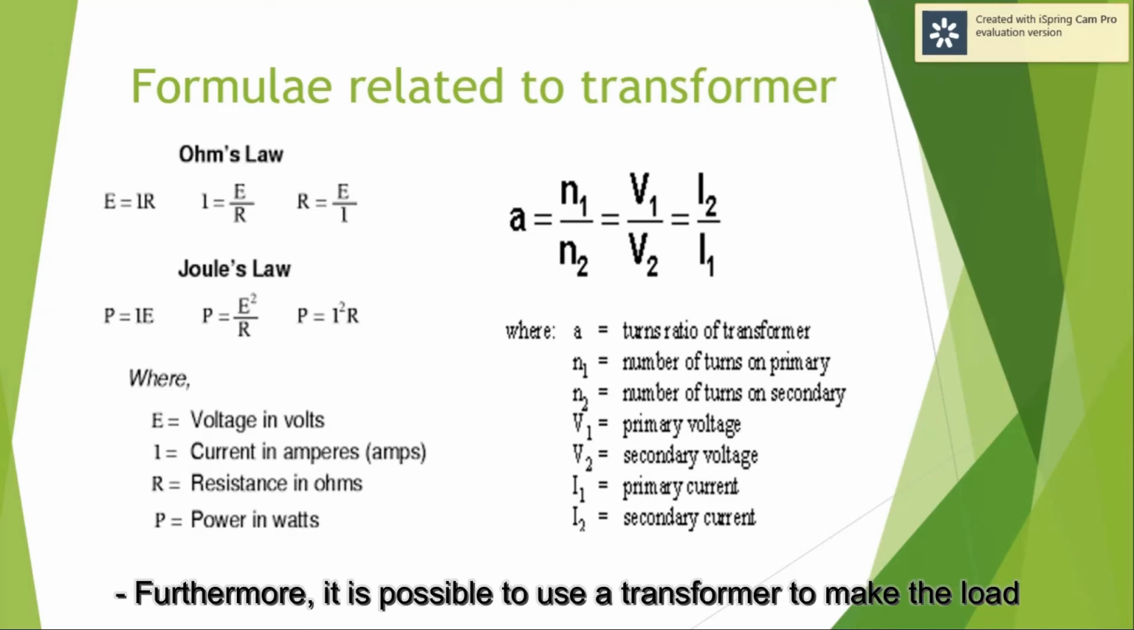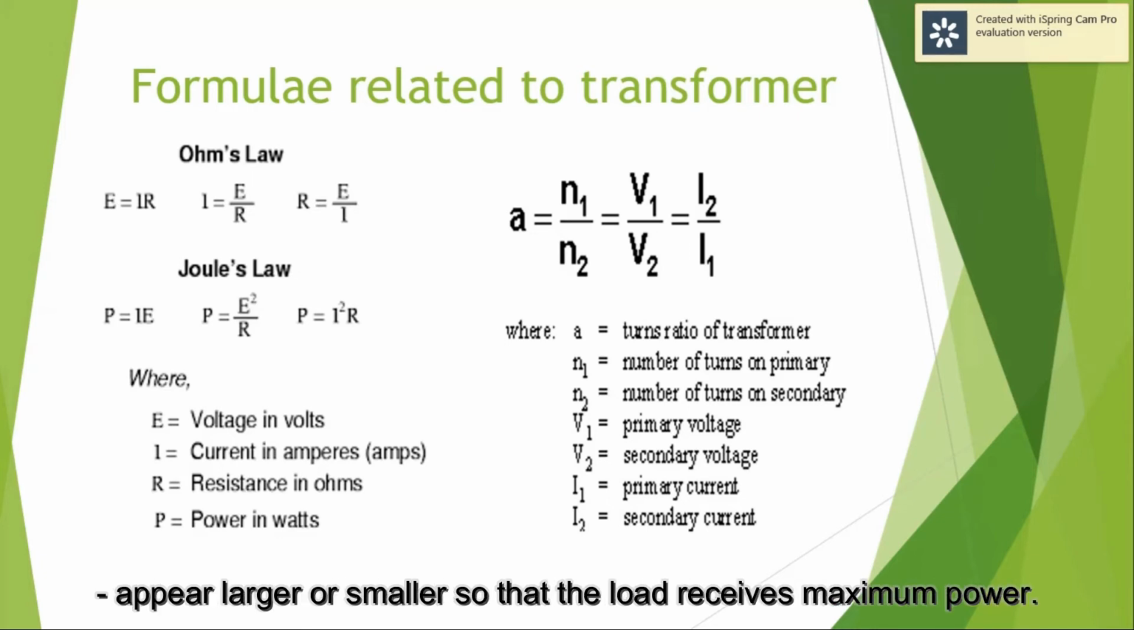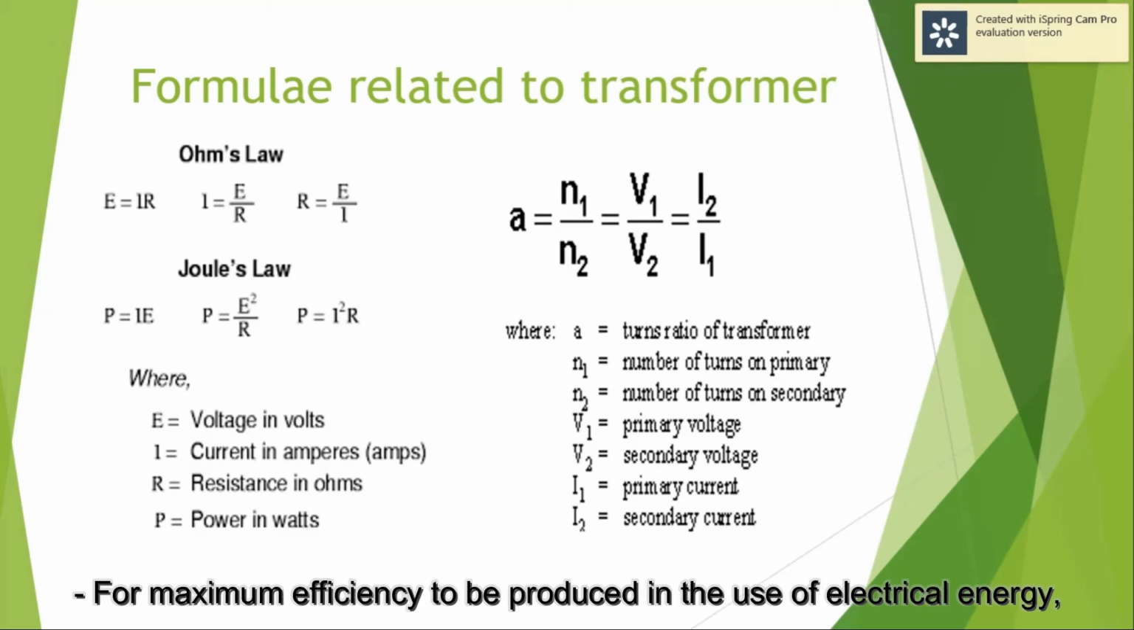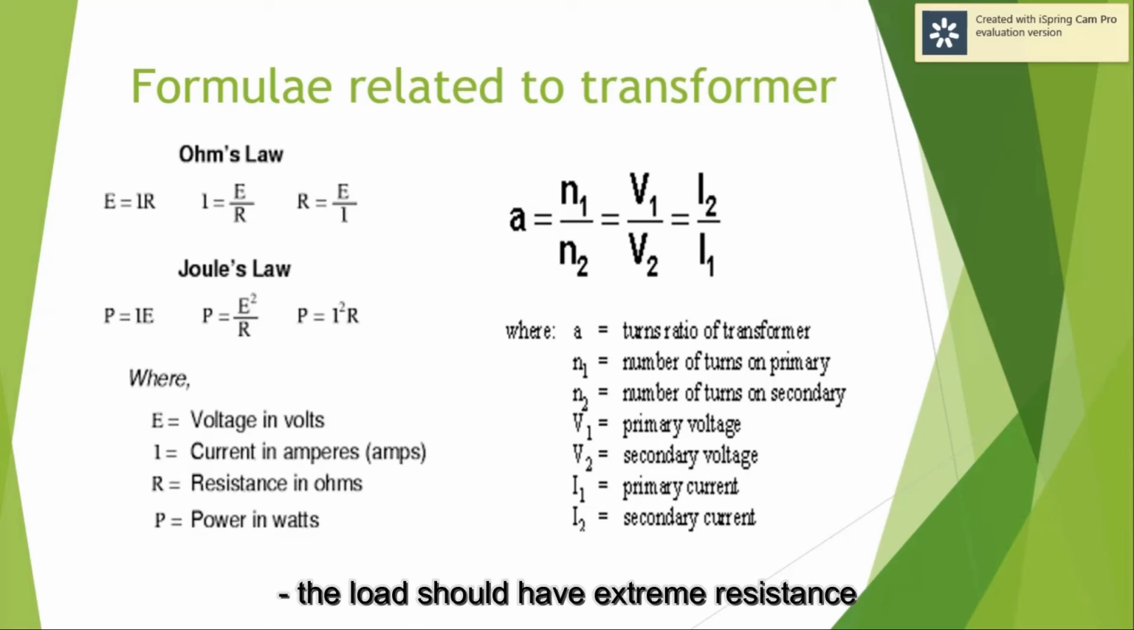Furthermore, it is possible to use a transformer to make the load appear larger or smaller so that the load receives maximum power. However, the maximum power is not equal to the maximum efficiency. For maximum efficiency to be produced in the use of electrical energy, the load should have extreme resistance so that the energy loss will be negligible. Looking into equations, extreme resistance will receive a low amount of power.